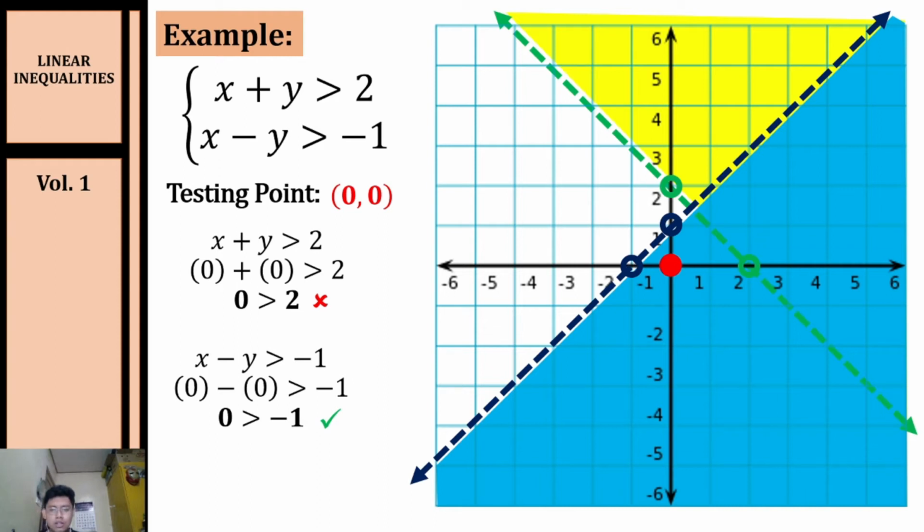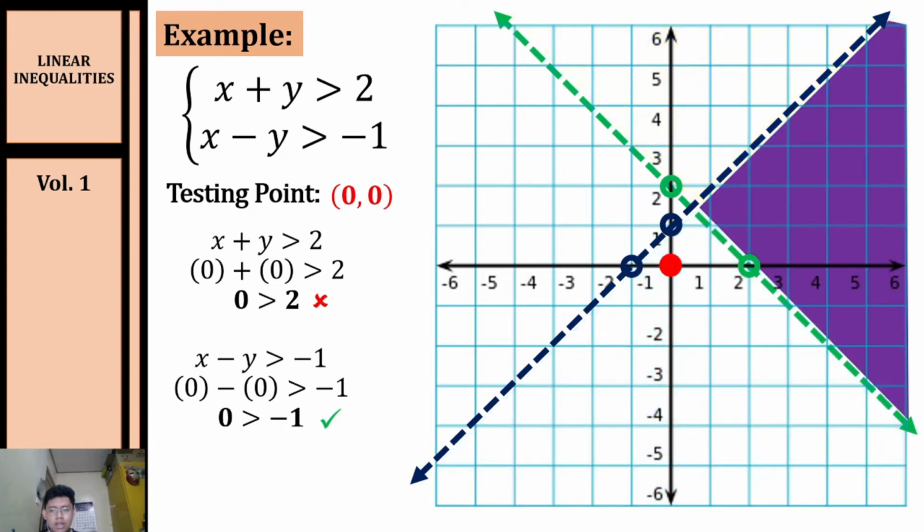Now, where is the intersection of all the shaded region? It is located here. Therefore, the purple shade will be our solution to our system of linear inequality. You can identify any point within this area and it will satisfy both of our inequality. So that will be our final answer.